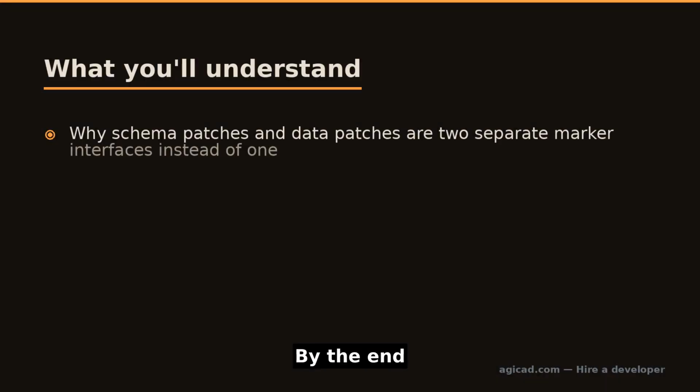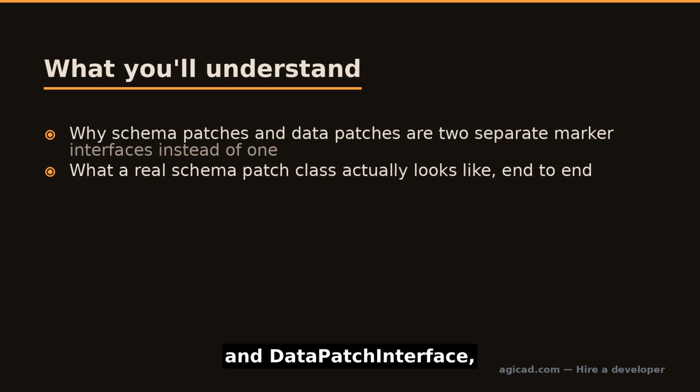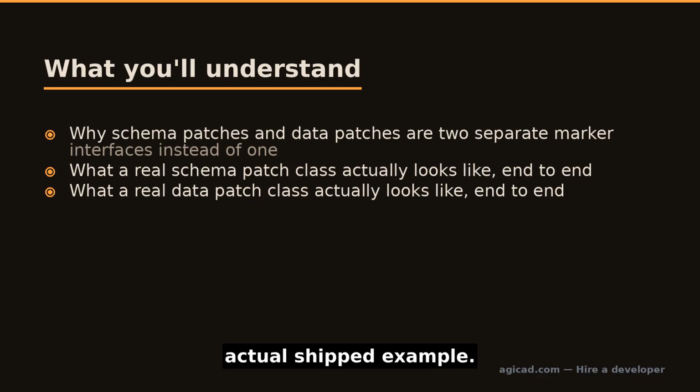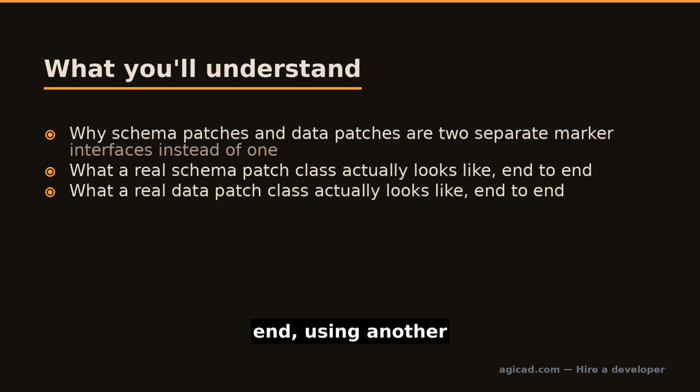By the end of this part, 5 things should click. Why Magento splits patches into 2 separate marker interfaces, SchemaPatchInterface and DataPatchInterface, instead of one generic patch type. What a real schema patch looks like end-to-end, using an actual shipped example. What a real data patch looks like end-to-end, using another actual shipped example.